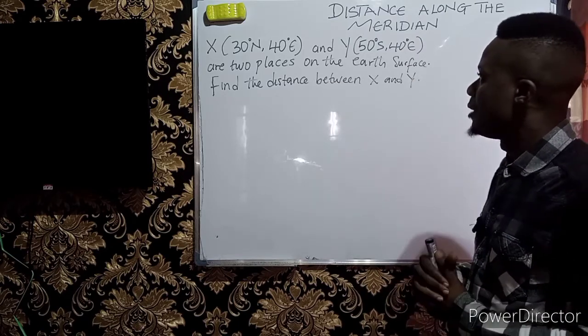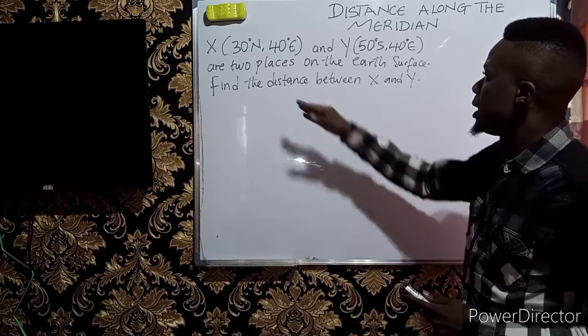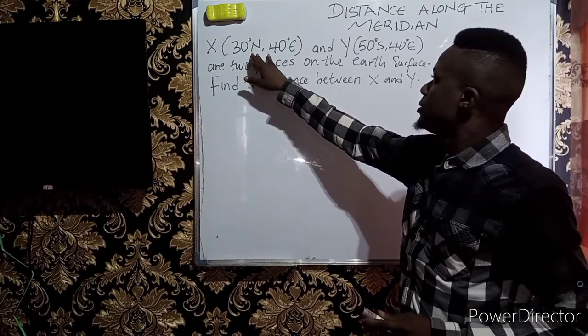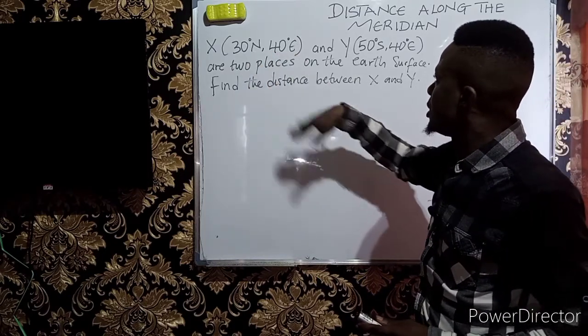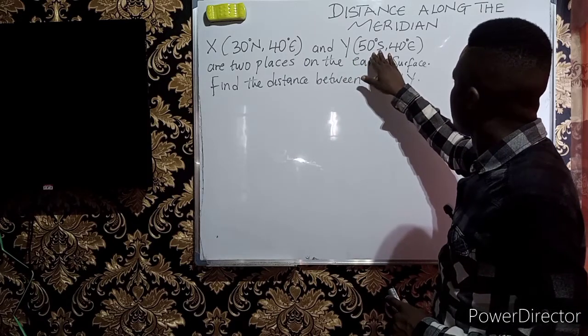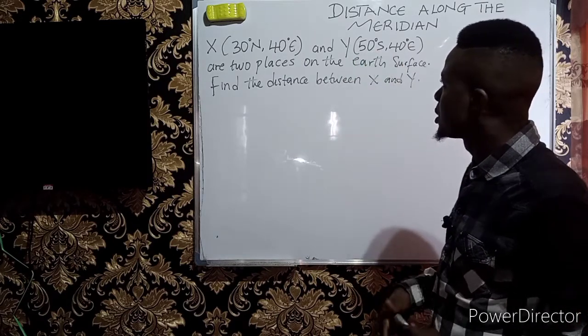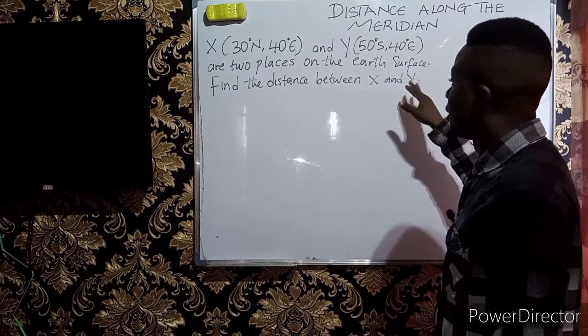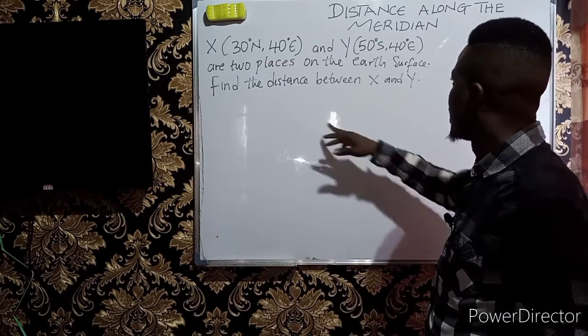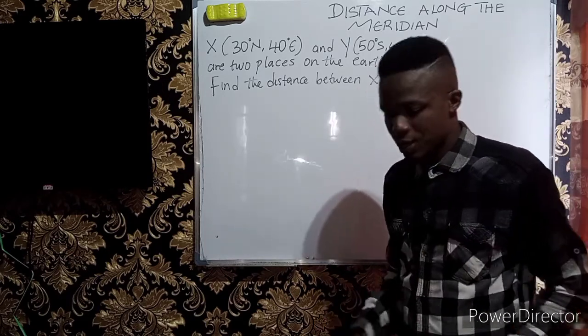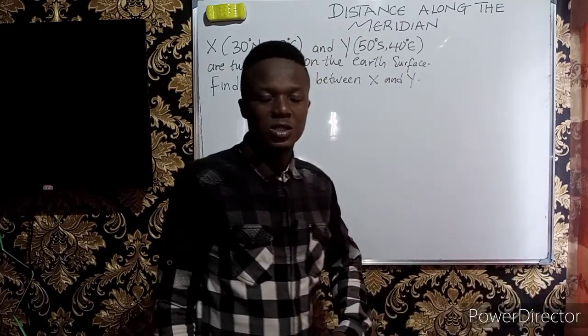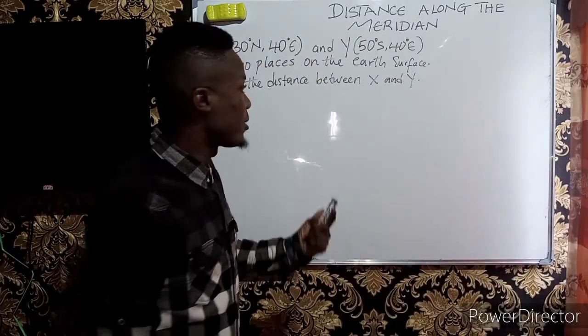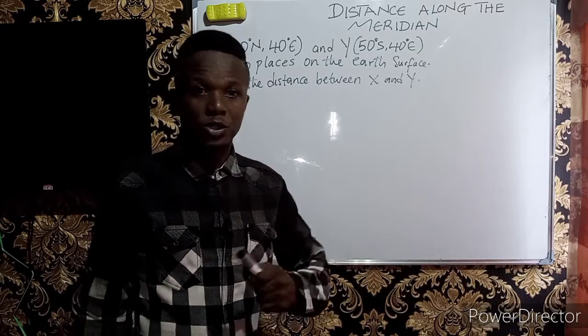So look at the question we are having here. The question says that x is on the point 30 degrees north and 40 degrees east, y is 50 degrees south, 40 degrees east. Now, these are two places on the Earth's surface. We are now asked to find the distance between x and y. Before you can find the distance between x and y, you've got to draw the diagram to illustrate the location of both.